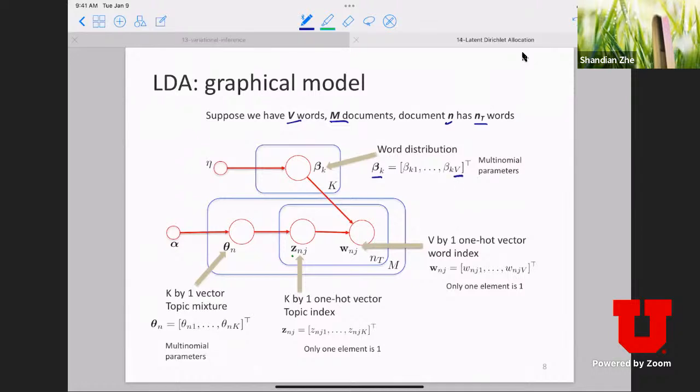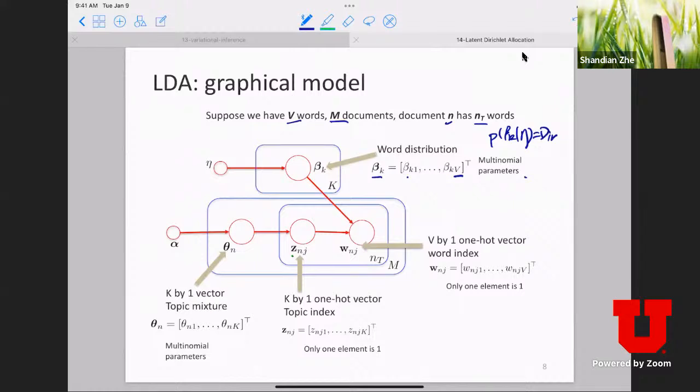V is the size of the vocabulary, and each element in this beta_k is just a probability. The summation must be 1. So it is a parameter for some multinomial distribution. We'll sample beta_k from some Dirichlet distribution. I remember we talked about that before, right? If you want to sample a probability vector, a very commonly used prior distribution is the Dirichlet distribution.